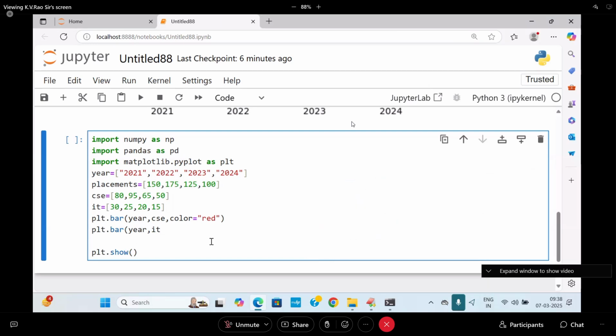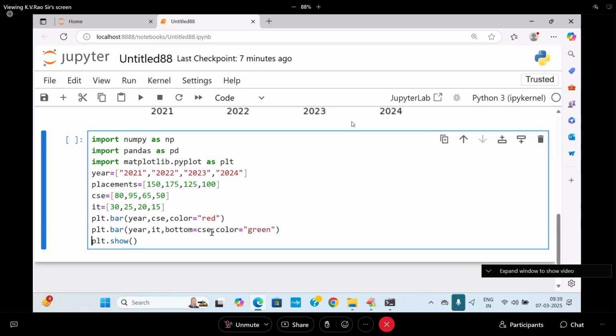For that, if you write IT, you need to use one more parameter. When you come to a stacked bar plot, you need to use an extra parameter called bottom. Bottom is equal to what I want to get it? CSC, because IT is on top of CSC. So bottom is CSC. There I would like to write color equal to something like green.